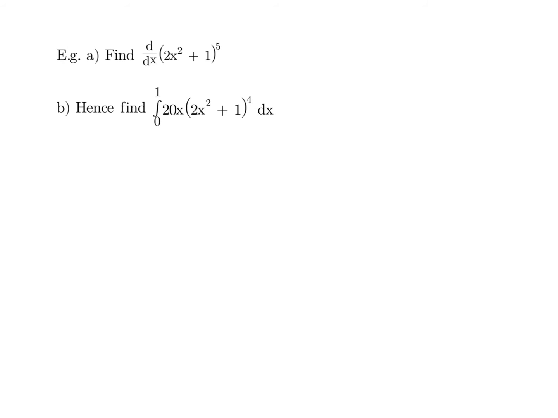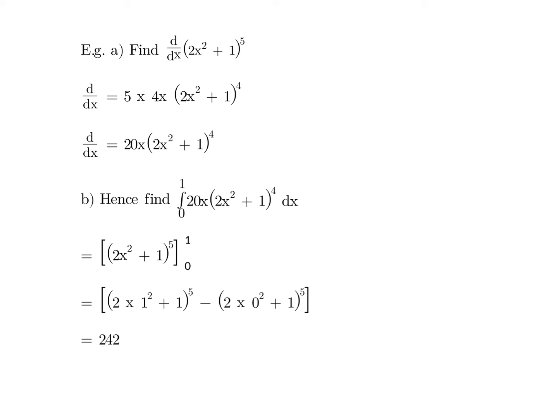Now let's look at one that also uses definite integrals. So similarly, we're going to differentiate 2x squared plus 1 to the 5, and then we're going to integrate from 0 to 1, 20x outside of 2x squared plus 1 to the 4. So the differential first: power down the front, that's the 5, times the differential inside, which is 4x, outside of 2x squared plus 1 to the power of 4.